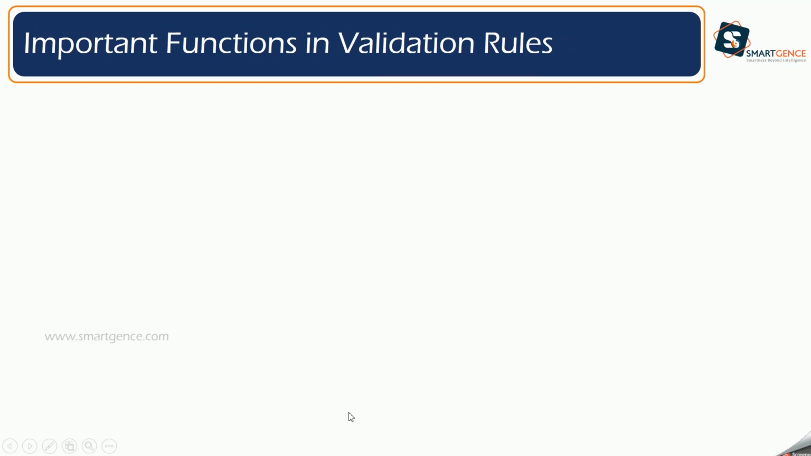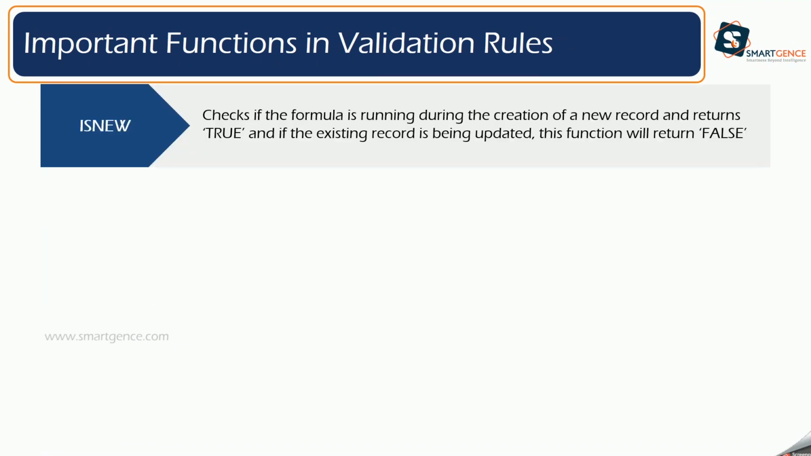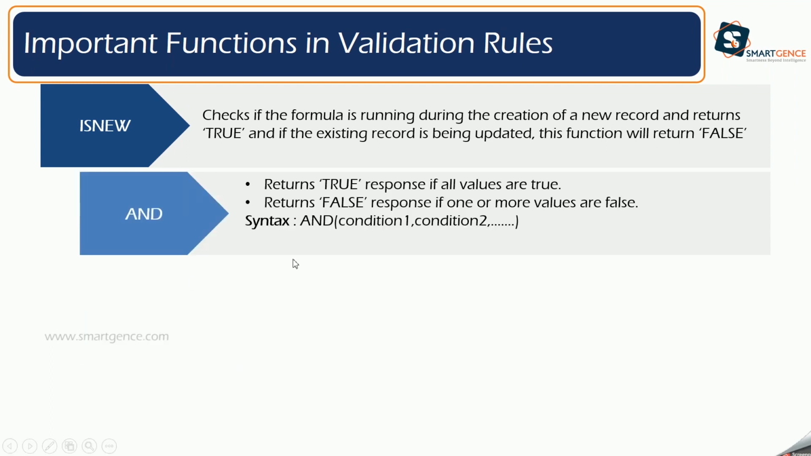Important functions which we use regularly in validation rules. Firstly is NEW. As the name suggests, this would check whether the record is being newly created. If yes, it will return true. If not, it will return false. Then AND. This is the syntax for AND, and we will be defining multiple conditions within these braces. This would return true if all these conditions are true. Even if one condition is false, it will return false.